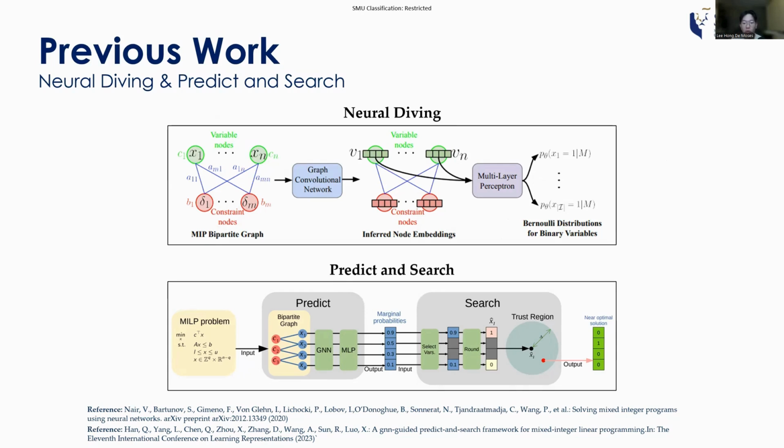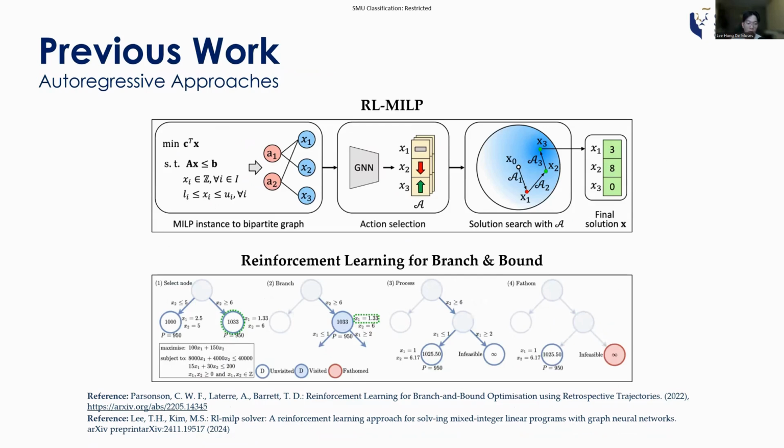Predict and search also uses a bipartite graph convolutional network for predicting marginal probabilities, but selects the top K1 and K0 assignments based on confidence. And instead of fully fixing the variable assignments, they apply a trust region method, which allows for limited Hamming distance changes to the variable assignments, reducing the likelihood of an infeasible solution.